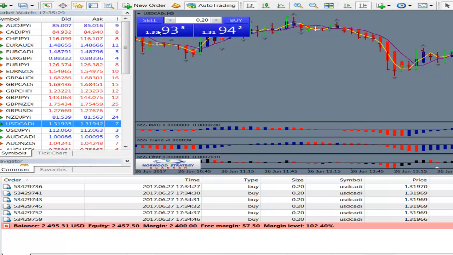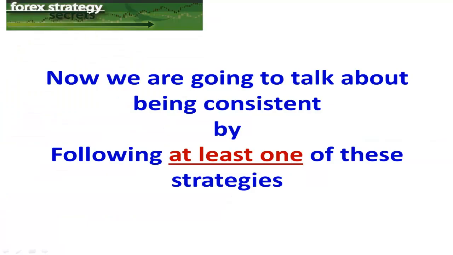So now we're going to talk about being consistent by following at least one of those strategies that we talked about. If you're a short-term trader, trade the smaller time frames. Or if you're a longer-term trader, you can trade the 1 hour or 4 hour strategies, but you're doing the same thing on every trade.